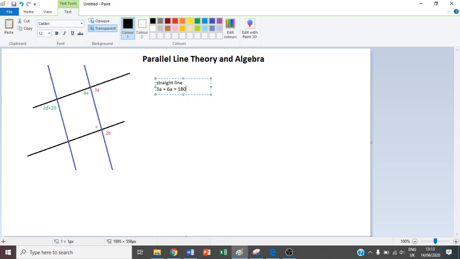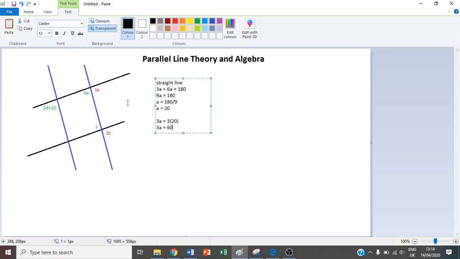Now, simplifying the algebra here, I've already got all the information I need from the diagram. I can just solve this equation. 3A plus 6A is 9A, and that will be equal to 180, which means that A by itself, I need to get rid of that 9. A will be equal to 180 divided by 9. So A must be equal to 20. So I've got A. A is 20, which means that 3A would have to be 3 times that amount. So 3A equals 3 times 20. So 3A, that must be 60 then, right? 3A equals 60.